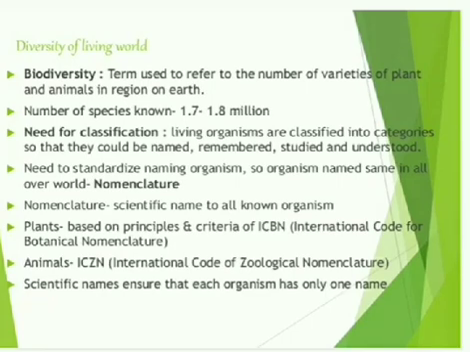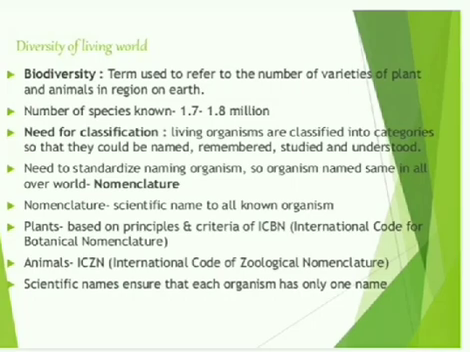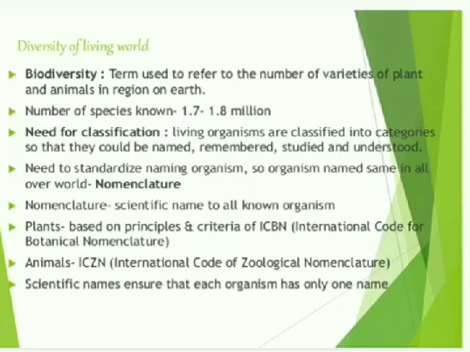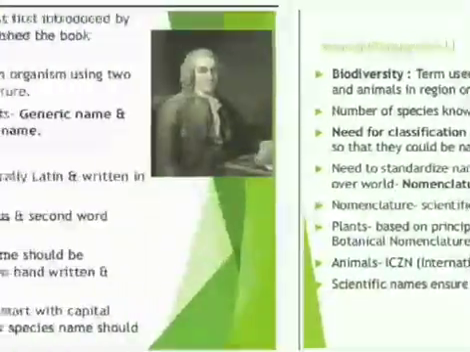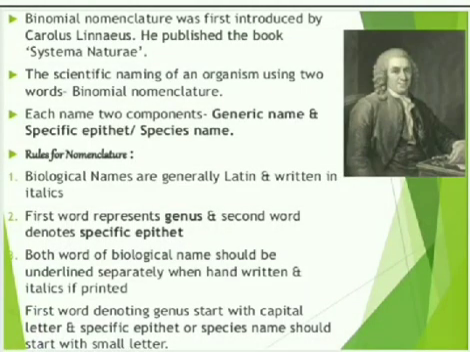For this, two organizations, ICBN, International Code for Botanical Nomenclature, and ICZN, International Code of Zoological Nomenclature, were formed, and these organizations are responsible for giving a specific name to the organism. Binomial nomenclature was first introduced by Carolus Linnaeus in his book Systema Naturae. Here, bi means two, nomenclature means name. It means for a single organism, two names are given, and these two names contain two components: one is the generic name and the second one is the specific name.